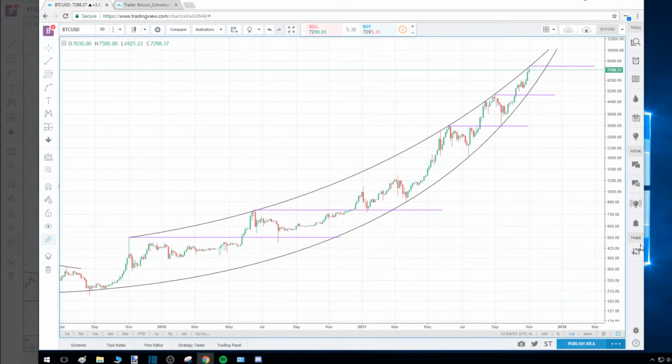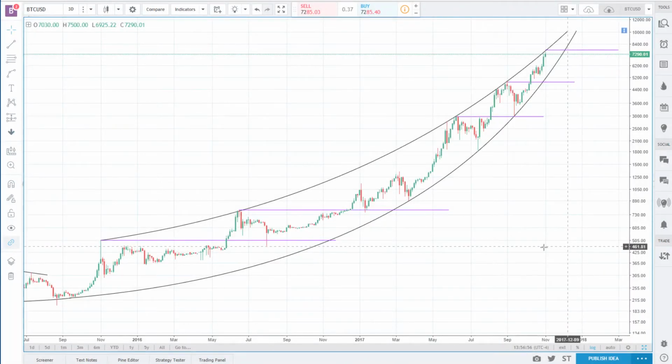It's done this over and over again. Every time it makes a new high, it comes back down. I guess you could argue, playing devil's advocate here, that it makes a new high, it comes back down to here, it goes up here, and it comes back down here. But that doesn't fit the profile of how Bitcoin has done its retracements.